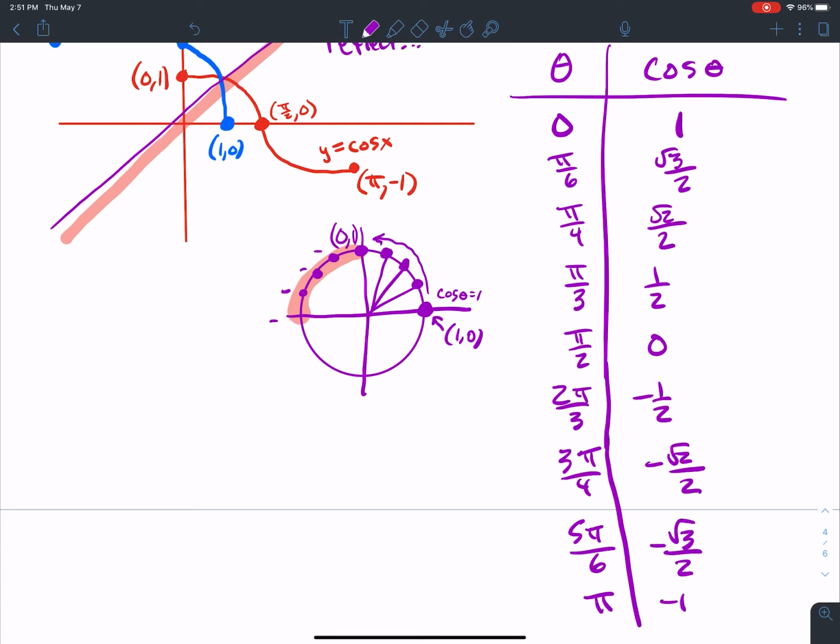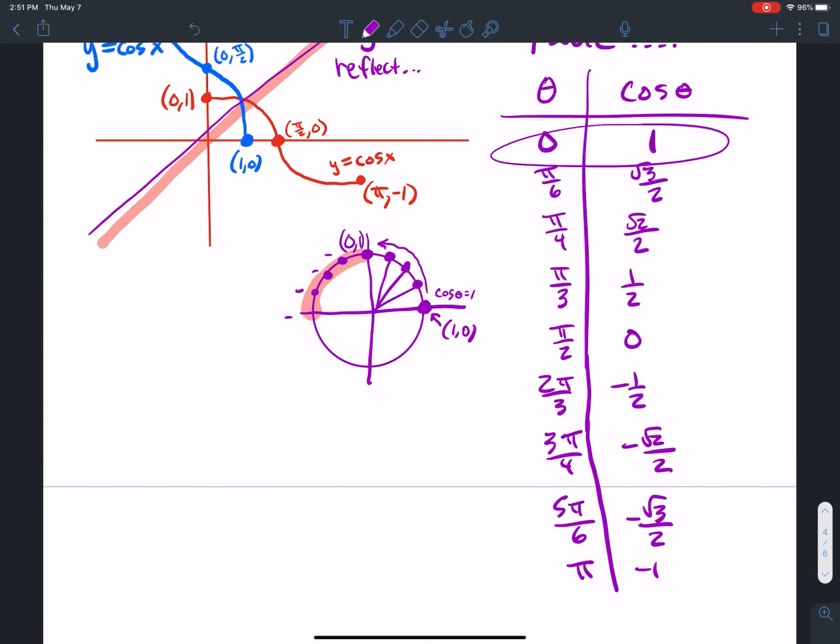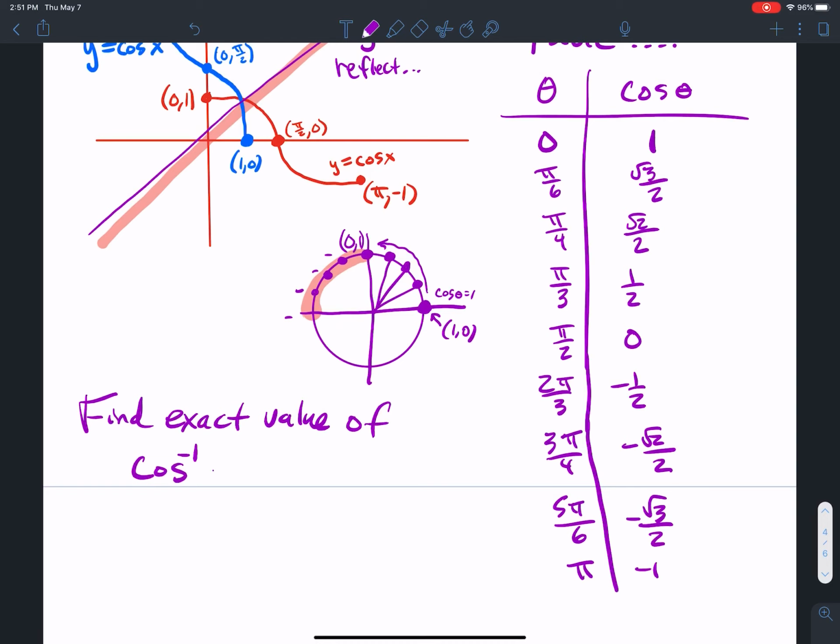All right, so hopefully that will help us, because now all you have to do to get the inverse is swap your x and your y. So let's find an exact value. Let's try cosine inverse of 0. What is the angle that produces a cosine of 0?